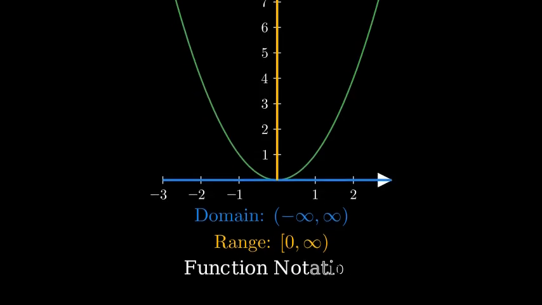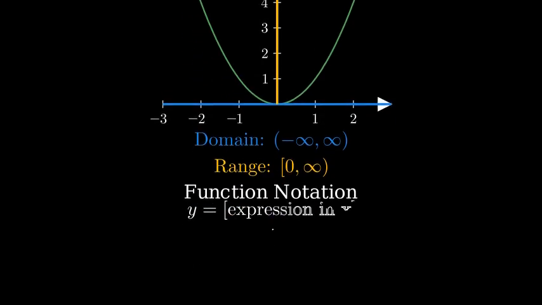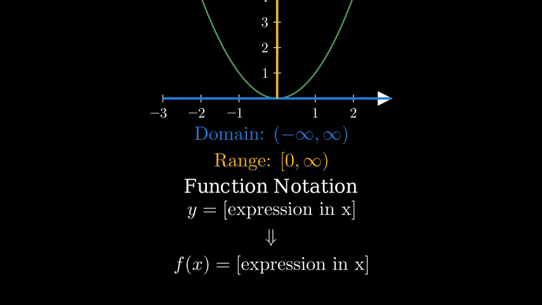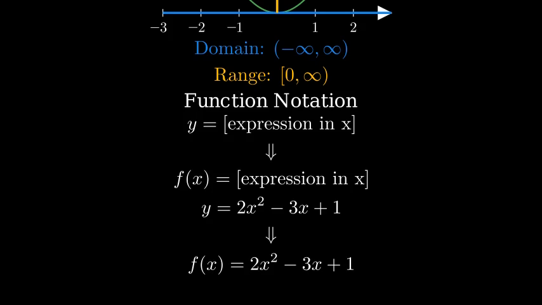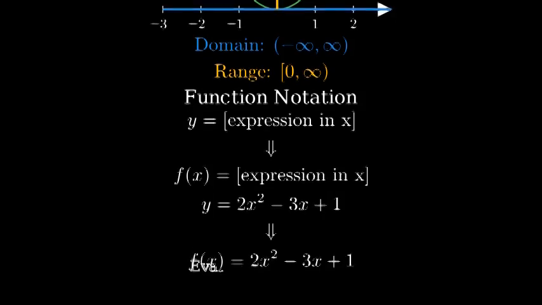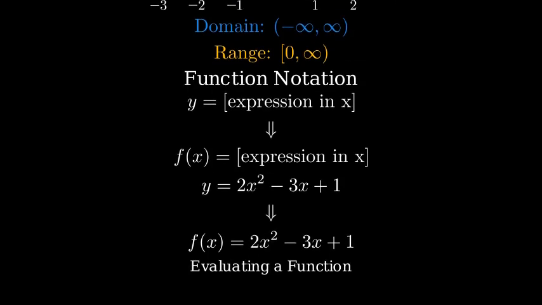Finally, let's discuss function notation. Instead of writing y equals an expression in x, we can write f(x) equals that expression. For example, if y = 2x^2 - 3x + 1, we can write f(x) = 2x^2 - 3x + 1. To evaluate a function for a specific value, we substitute that value for x.